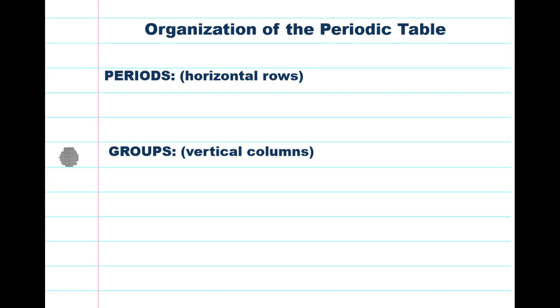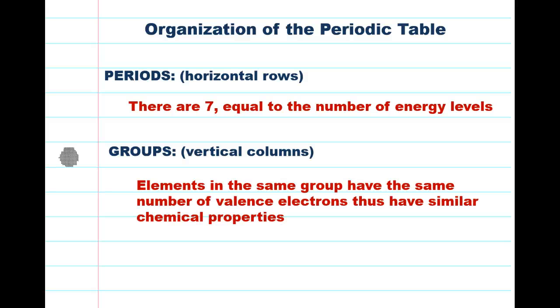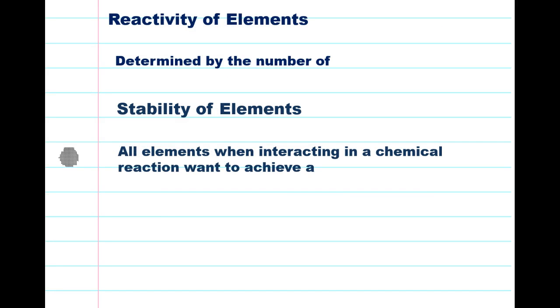Okay, so the organization of the periodic table: the periods are the horizontal rows. We know that there are 7 of them, equal to the number of energy levels, and the groups are the vertical columns. The elements that are within the same group have the same number of valence electrons. Thus, they have very similar chemical properties. The reactivity of the elements is determined by the number of valence electrons.